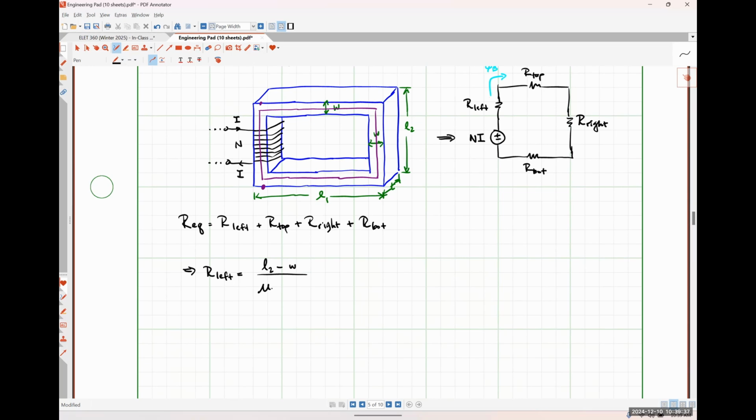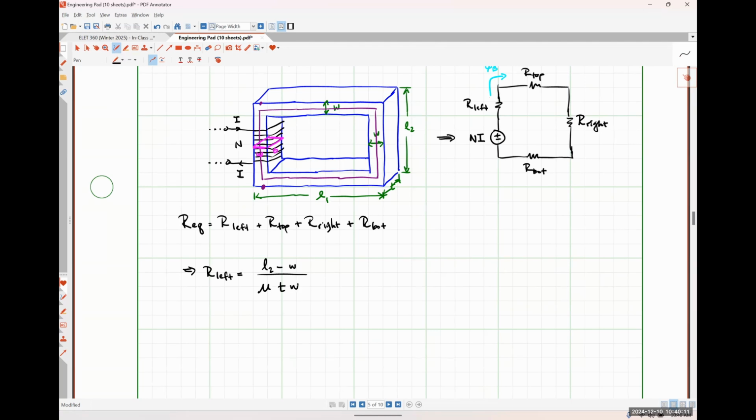So what's my cross-sectional area? T times W. So T times W, absolutely right. So let me try to draw a little picture here so that we can see it, right? So my cross-sectional area that my flux is traveling through is going to be this thing right here. And that definitely has a width of W and a depth of T. So T times W, 100% correct.